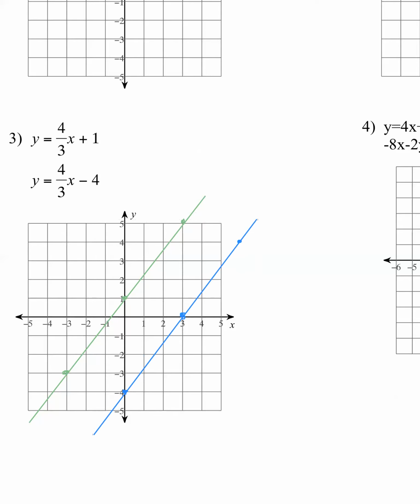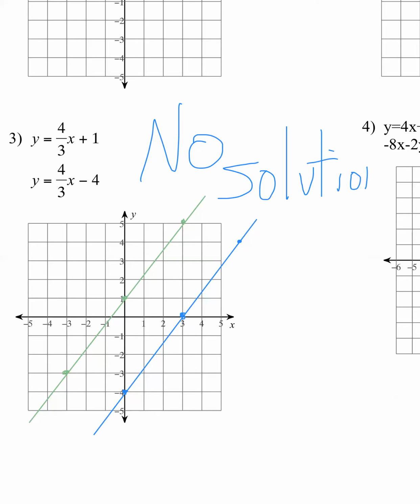So what do I write as my solution? I write no solution. Remember, you can't do things like leave it blank, because blank means you don't know. You do know what the answer is. The answer is that there isn't one, so you need to say that.